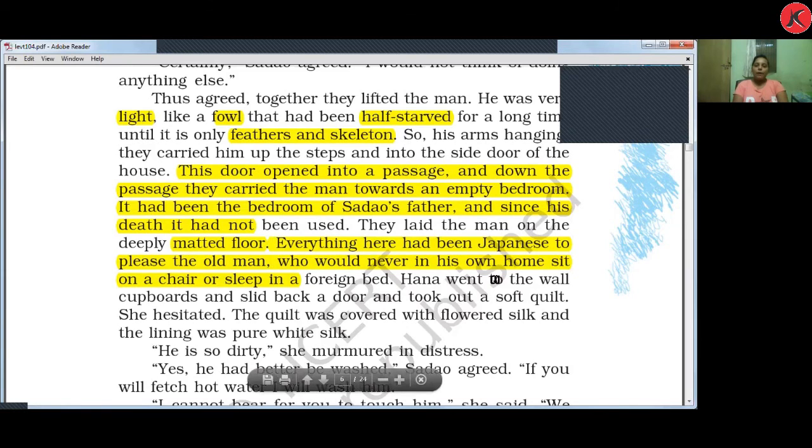So everything is Japanese. Hana went to the wall cupboard and slid back a door, took out a soft quilt, and she hesitated. The quilt was covered with flowered silk and the lining was pure white silk. So the bedsheet, or you can say the quilt, to cover the man, was flowery silk, and the lining was pure white silk.